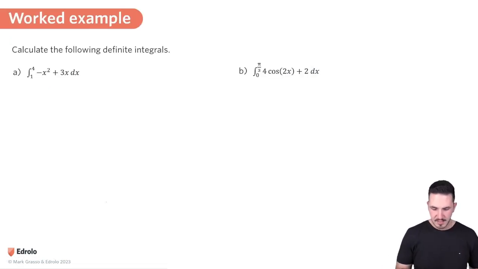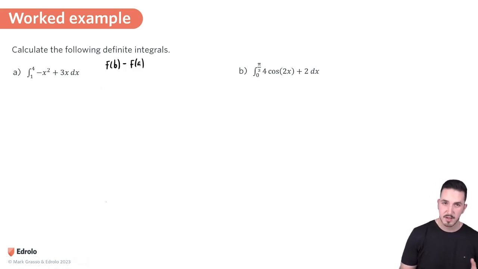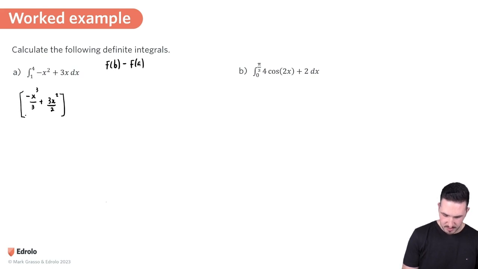So take the integral of negative x squared plus 3x dx between 1 and 4. The first thing you want to do is take the integral of negative x squared plus 3x. So this will become negative x cubed on 3 plus 3x squared on 2. Now we don't have to put plus c because we're going to be substituting in. So I'll just write that as 4 and 1.